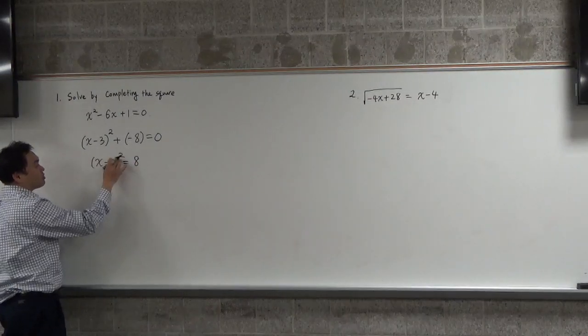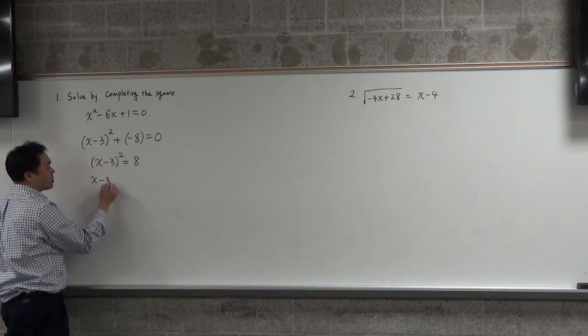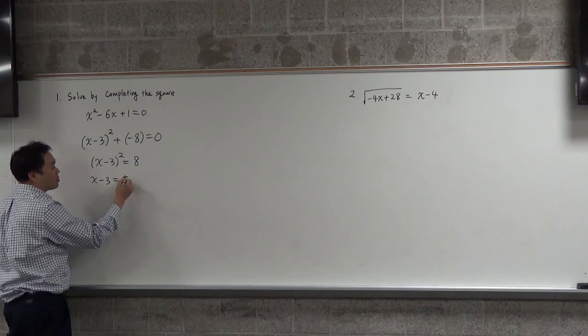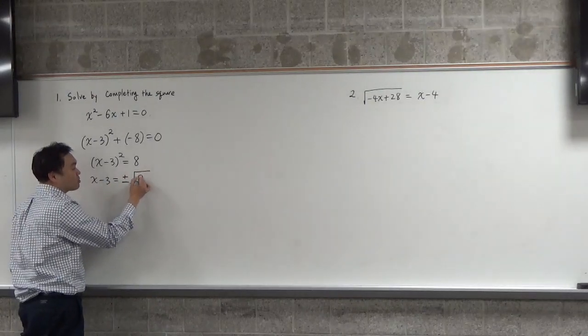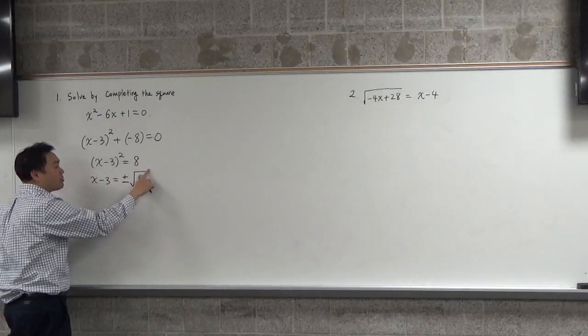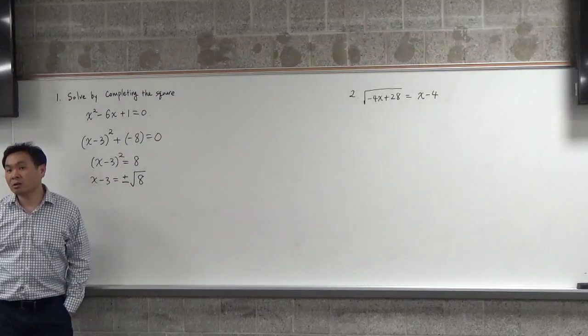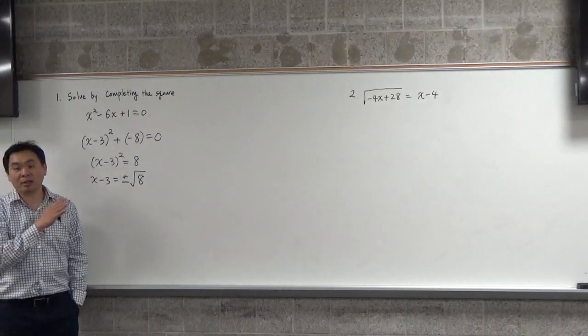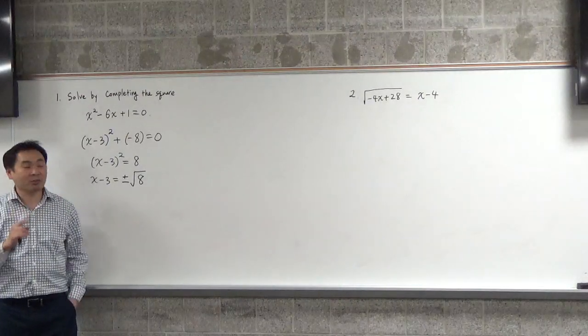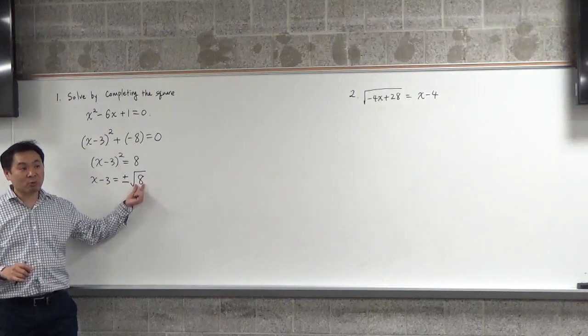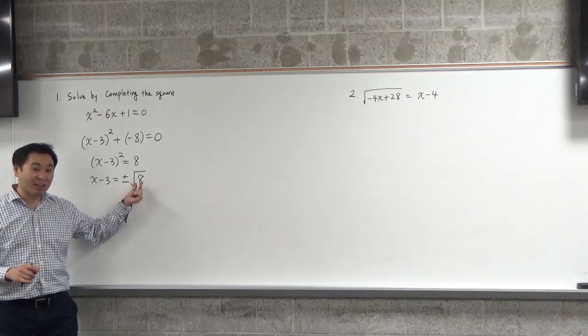And if you take the square away, what happens? You get plus or minus. That's important. You have to have plus or minus, square root of 8. And then whenever you have a square root, check if there's any square factors in there. And most likely it'll be 4. So if what's inside the square root is divisible by 4, you have to take the 4 out.